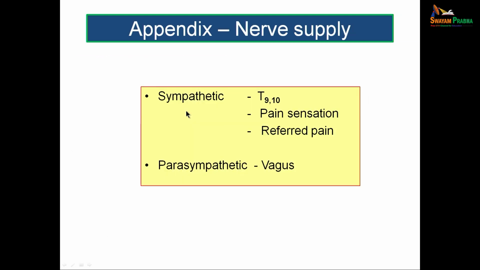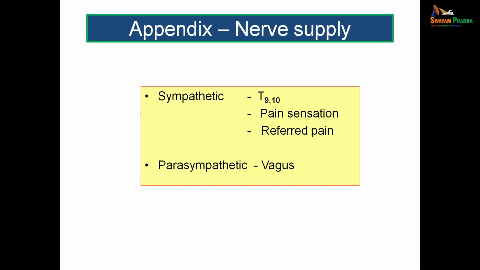Nerve supply of the appendix is an important thing. Why? Because it is supplied by sympathetic and parasympathetic nerves. The sympathetic nerves which supply the appendix come from the 9th and 10th thoracic spinal segments. They carry the pain sensation, so you find referred pain coming towards the umbilical area via the 10th spinal segment and through the somatic branch which supplies the umbilical area. So, pain from the appendix can be referred to the umbilical region via the 10th thoracic spinal segment.